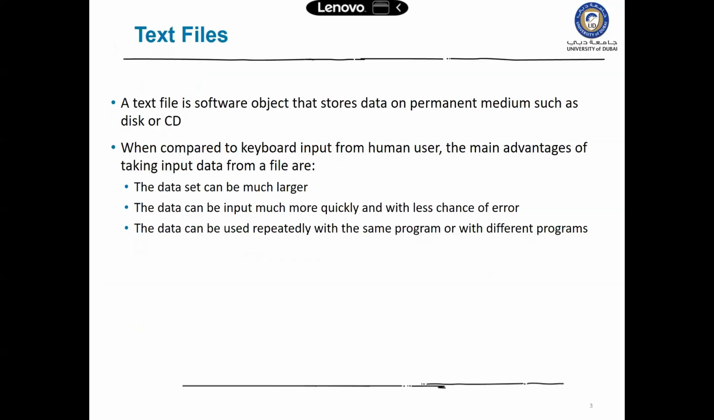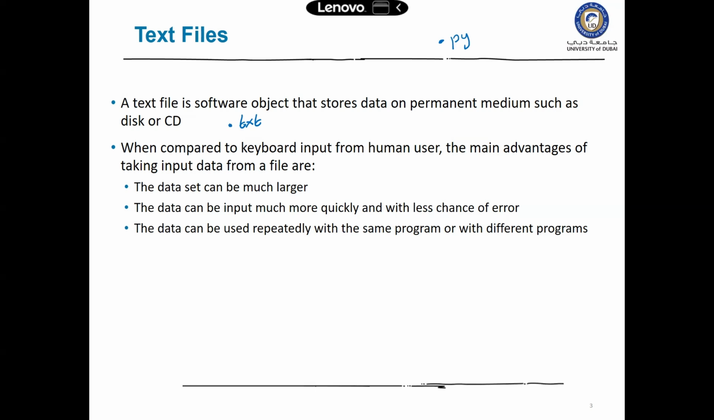So what is a text file? It is a software object that stores data on a permanent medium such as disk or CD. Disks like our hard disks. And text files usually have the extension .txt. Those are the text files. And by the way, a reminder: Python files, do you remember the Python file extension? .py. That's the typical file extension when we create a new file in Python. We have seen that on Spyder, when you create a new file, it will have that extension.